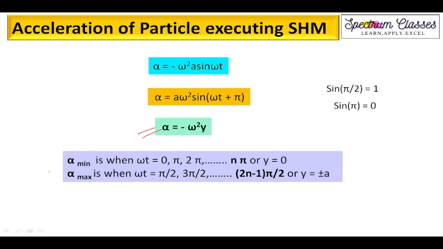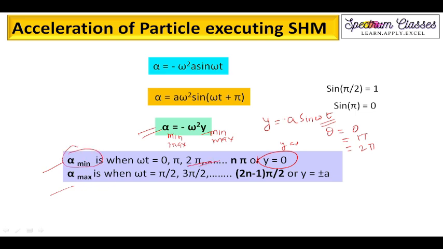First we are going to calculate the maximum and minimum values of alpha so that we can draw the graph. Because alpha is directly proportional to y, alpha will be minimum where y is minimum, and alpha will be maximum when y is maximum. Since y is equal to a sine omega t, and omega t means theta, if I put theta equal to 0 then y will be 0. If I put theta equal to pi, then y is again 0. If I put 2 pi, then y will again be 0. So here I have written y is equal to 0 for 0, pi and 2 pi.